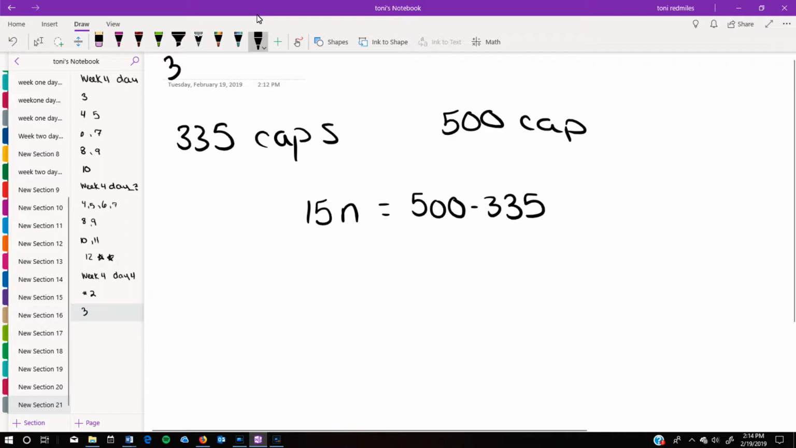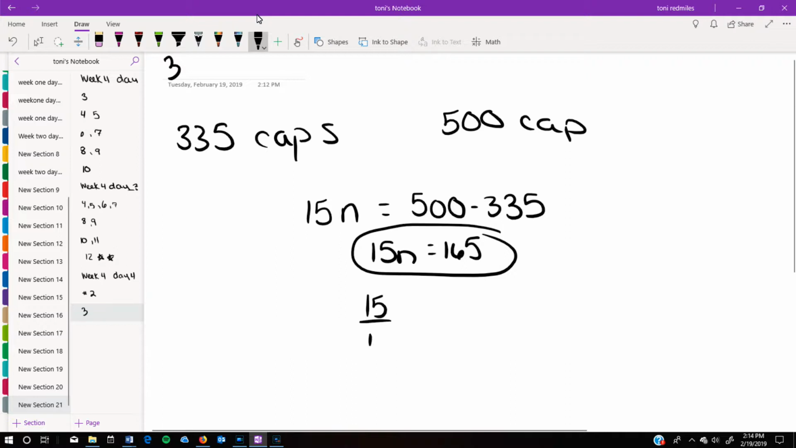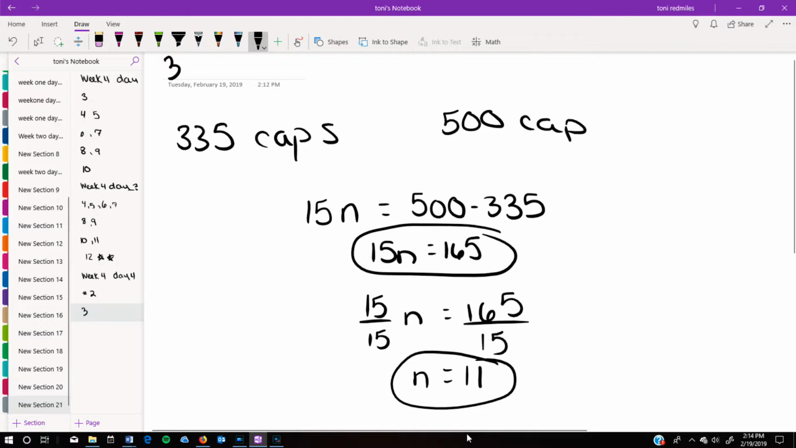So if I subtract these two, 500 minus 335 gives me 165. So 165 is what I still need. Okay, so this is my equation. That's part A. Part B, of course, is to solve it. So I need to divide 15 on both sides because it is multiplying the n. 15 will go into 165 eleven times. It will take him 11 weeks to meet his goal.